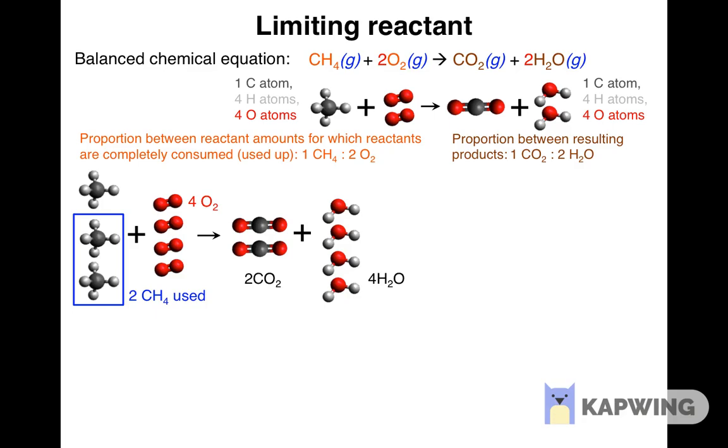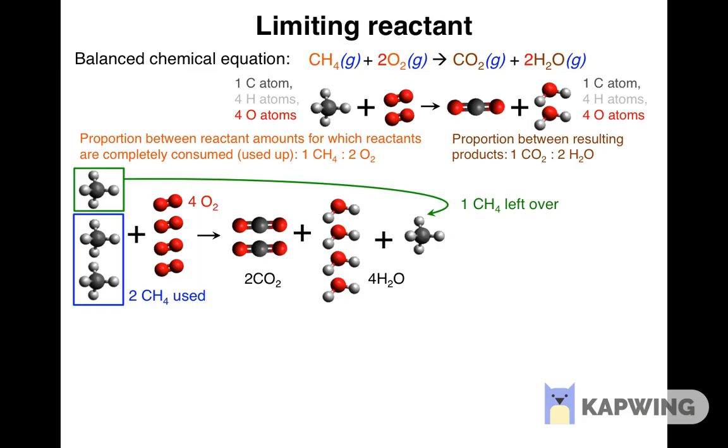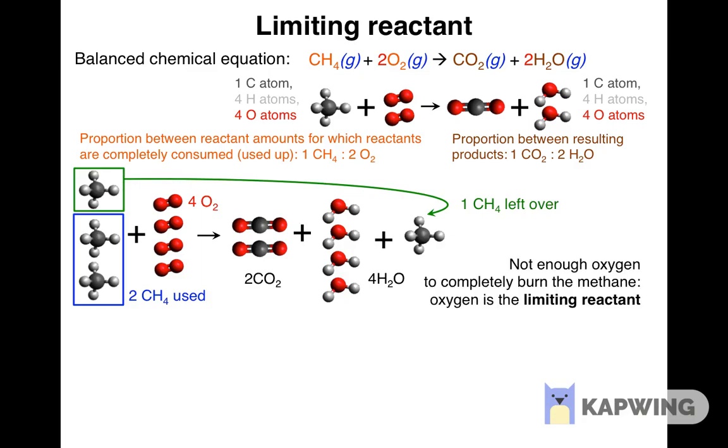The third methane molecule would thus be left unreacted. There wouldn't be enough oxygen to burn it. The reactant, the amount of which is insufficient for using up the other reactants and completely converting them into products, is called the limiting reactant. In our example, there isn't enough oxygen to completely burn the available methane, so oxygen is the limiting reactant.